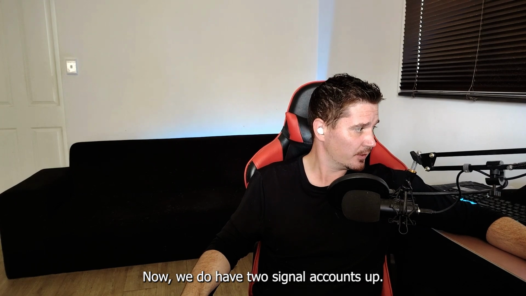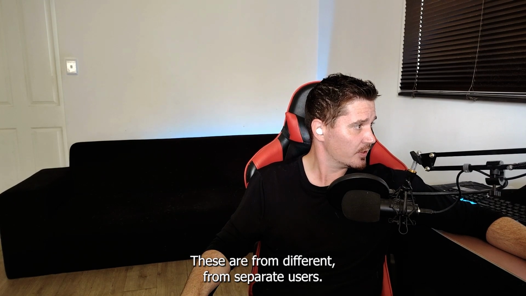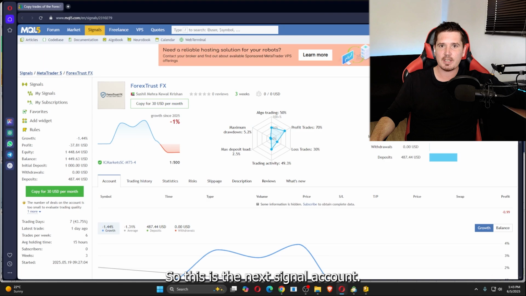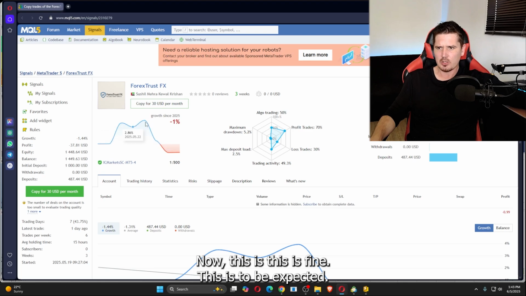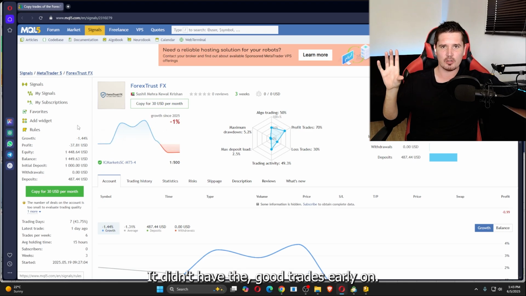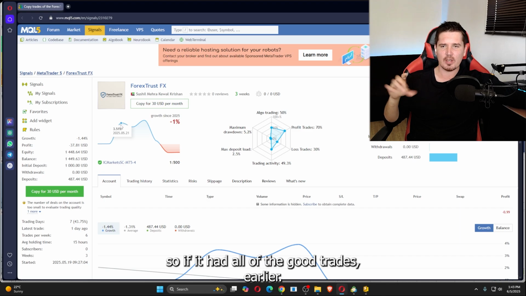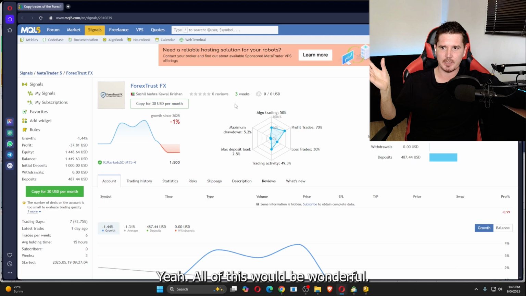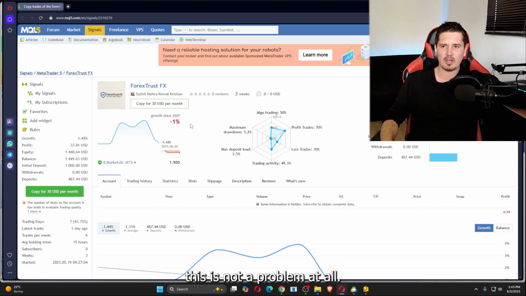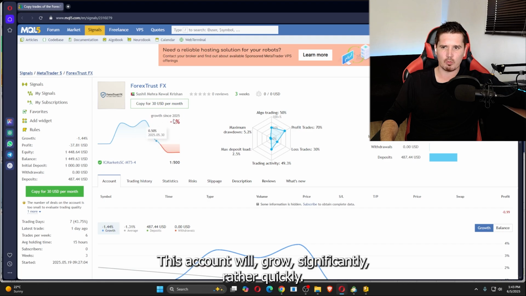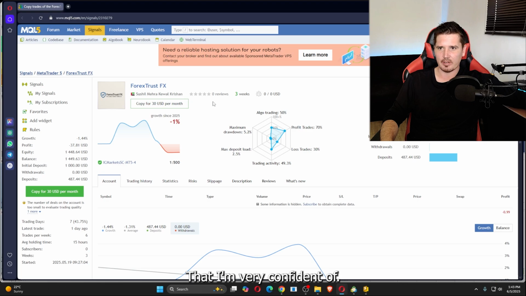Now we do have two Signal accounts up. These are from separate users. So this is the next Signal account. This one started trading on the 20th last month. Now this is fine. This is to be expected. It didn't have the good trades earlier in the month. If it had all of the good trades earlier, all of this would be wonderful. It would have had a decent amount of growth. This is not a problem at all. This account will grow significantly rather quickly, that I'm very confident of.